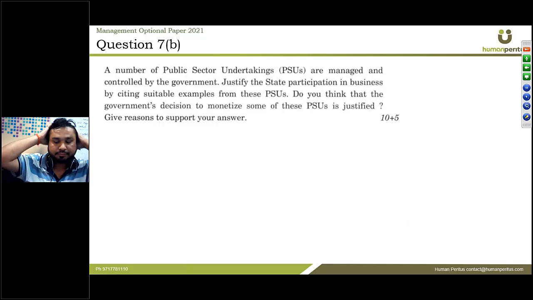Okay, next question. A number of public sector units are managed and controlled by the government. Justify the state participation in business by citing suitable examples from these PSUs. Do you think that the government decision to monetize some of these PSUs is justified? Give reason to support your answer.